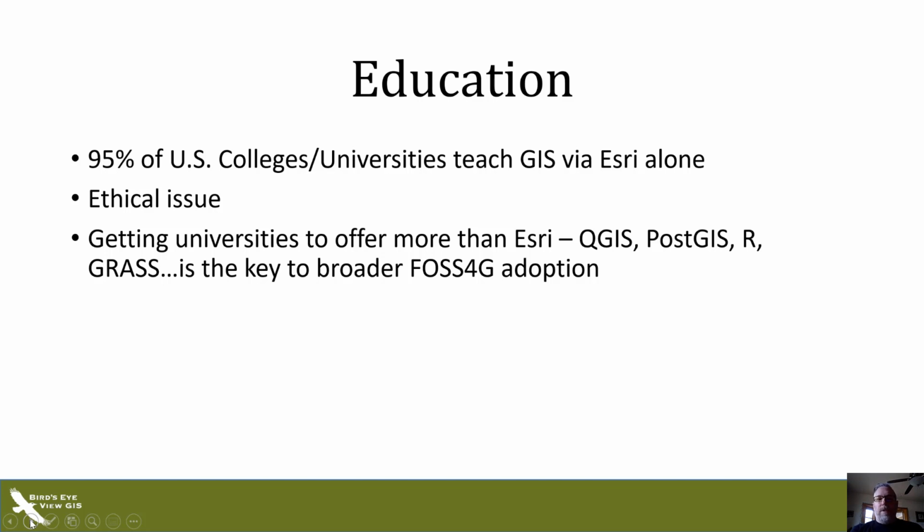In the US, almost all the colleges and universities are teaching GIS via Esri without any other software. And I see this as an ethical issue because if students want to do what I do and be a consultant or continue their studies after they graduate, once they lose their geography department Esri license, they're out of luck and they don't know of any alternatives. And so one of my real focus areas is trying to get universities to offer more than Esri, teach some classes with QGIS or PostGIS or R or GRASS.